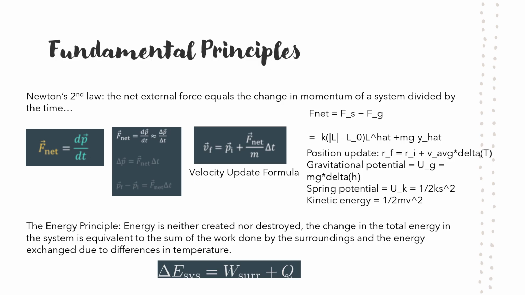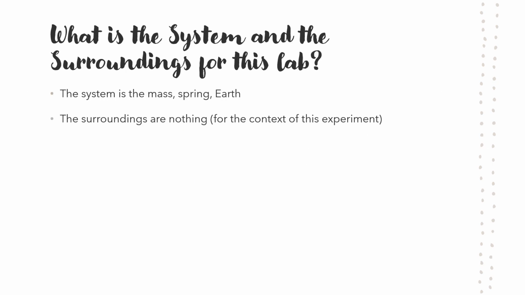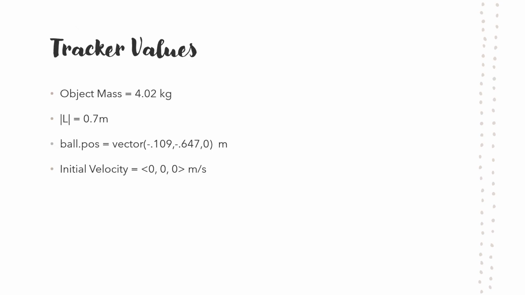And here are some other equations. We of course have the position update, the gravitational potential, the spring potential, and kinetic energy. And a quick side note: the system is the mass, the spring, and Earth, and our surroundings are nothing for the context of this experiment. And here are some values we got from Tracker.